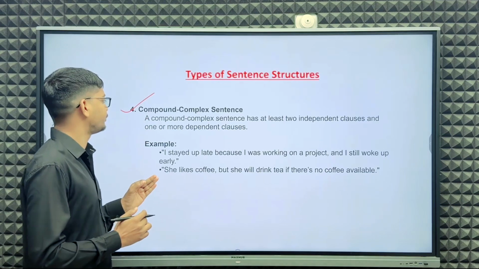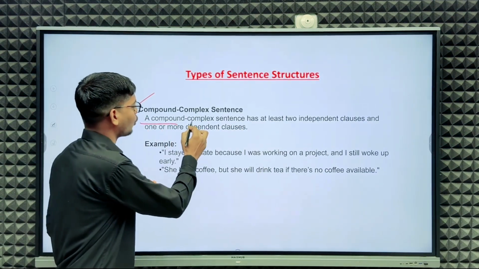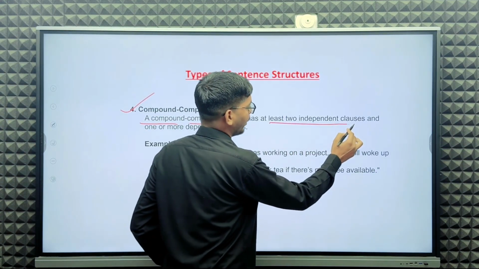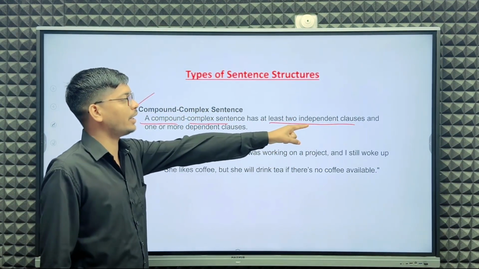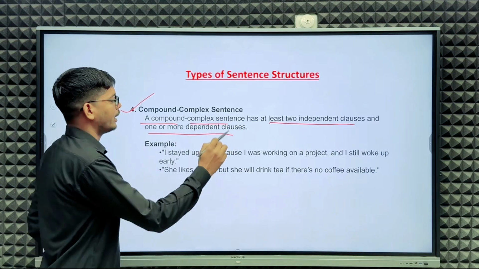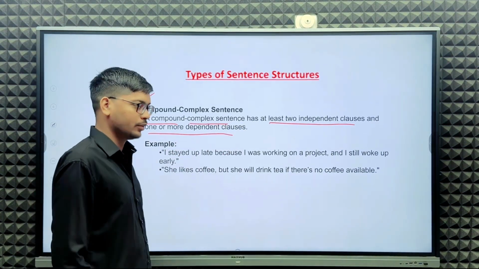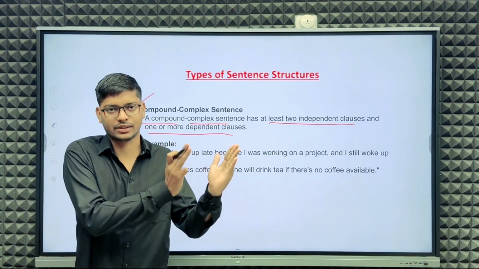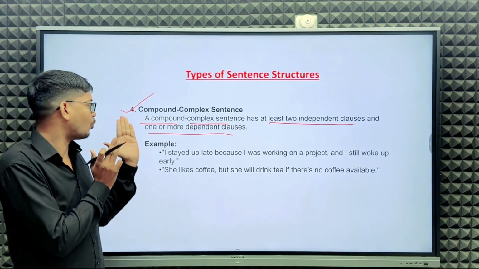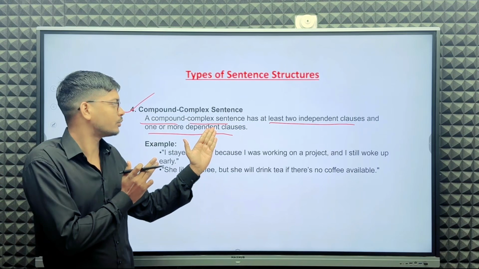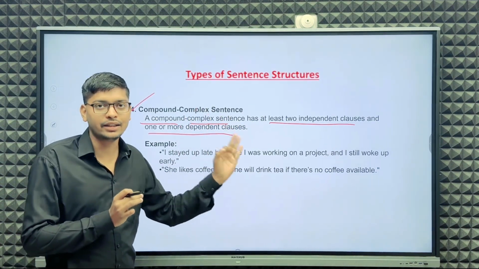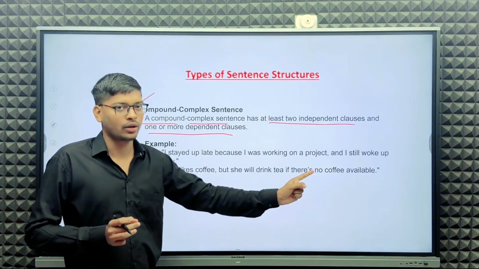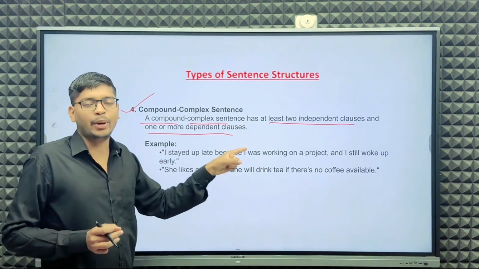So a compound or complex sentence has at least two independent clauses and one or more dependent clauses. Okay, so types here: compound and complex sentences. A compound or complex sentence has at least two independent clauses and one or more dependent clauses.